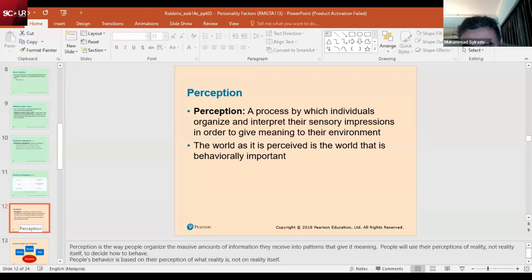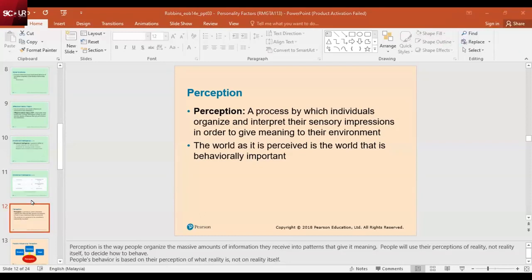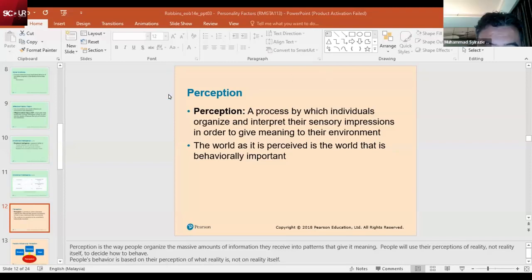Okay, we'll talk about perception. Can you see the slide right now? Is my voice clear right now? Okay, good. Perception, in Bahasa Malaysia, is persepsi, all right? What is your opinion about things? Perception is a process by which individuals organize and interpret their sensory impressions in order to give meaning to the environment. You saw something, it is not a fact, but it is a perception, right?